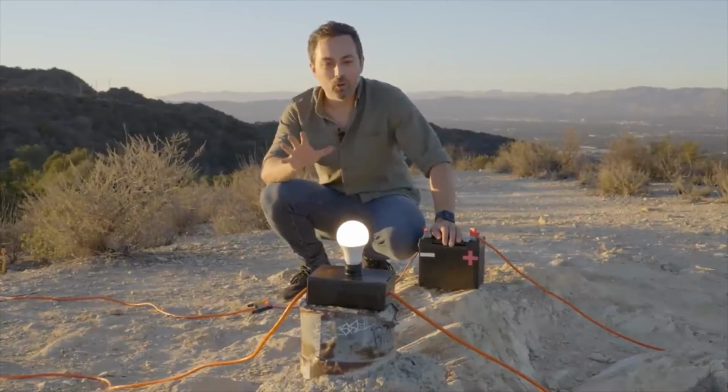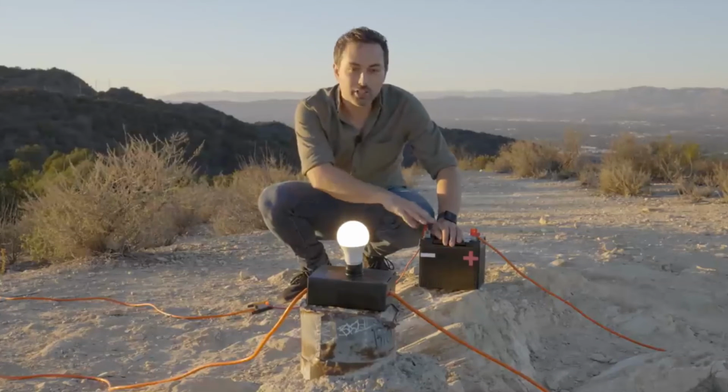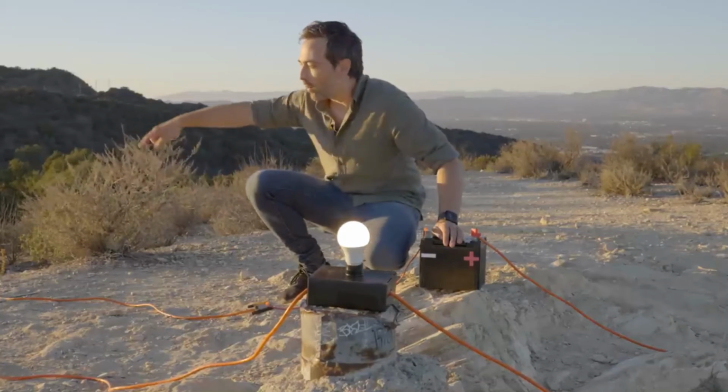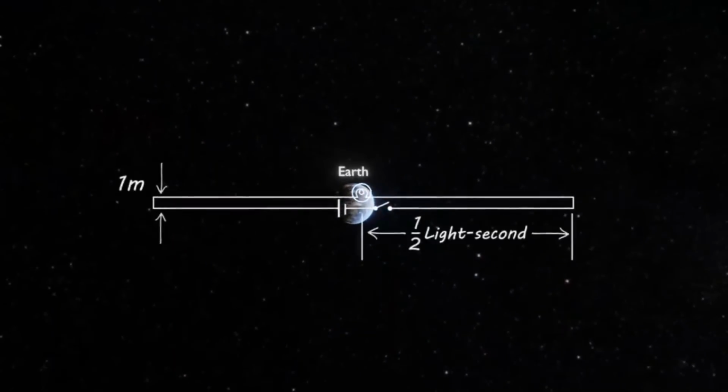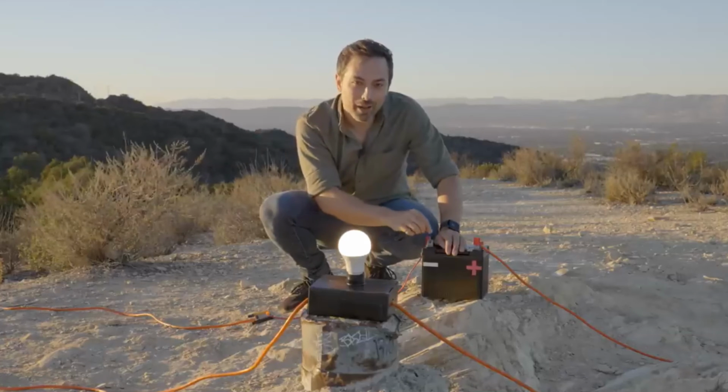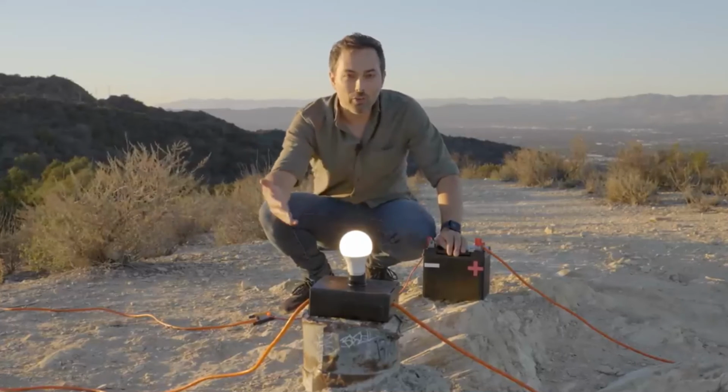I think a lot of people imagine that the electric field needs to travel from the battery all the way down the wire, which is a light second long, so it should take a second for the bulb to light up. But what we've learned in this video is it's not really what's happening in the wires that matters. It's what happens around the wires.